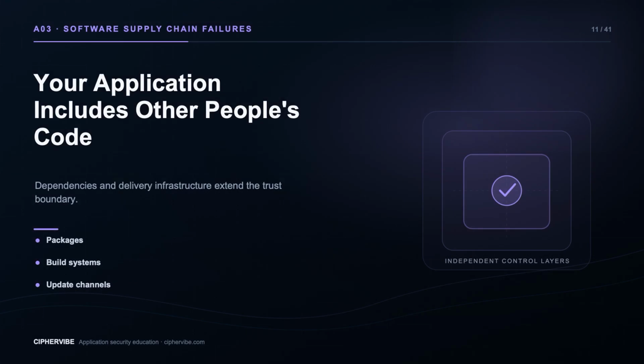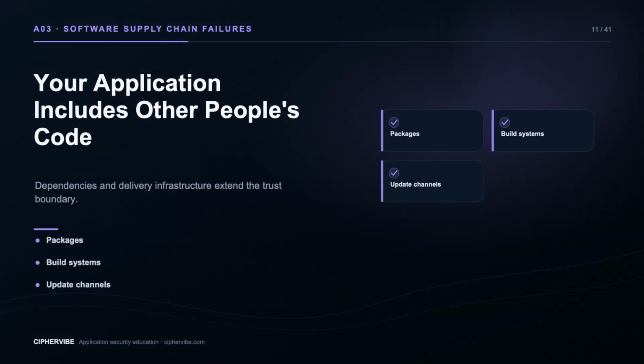Software supply chain failures broaden the old vulnerable components category. The risk includes dependencies, build tools, repositories, package registries, runners, signing services, deployment systems, and update channels. A secure codebase can still ship a compromised or vulnerable component.